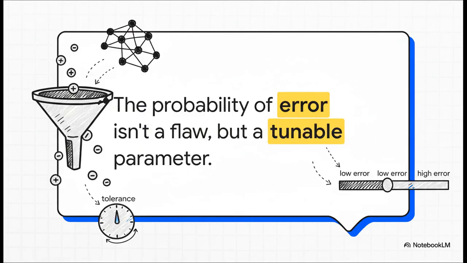And this really gets to the core philosophy of what makes a Bloom filter so powerful. That error rate, it's not a bug that needs to be squashed. It's a design parameter that you get to choose. You get to look at your system and decide how much error is acceptable, and then you build the filter to match that exact tolerance.